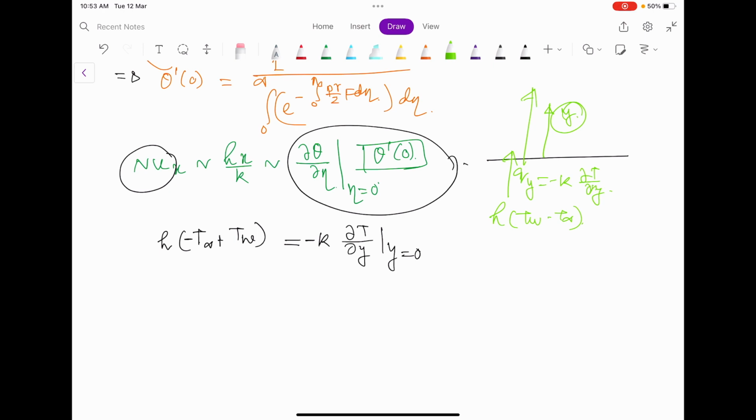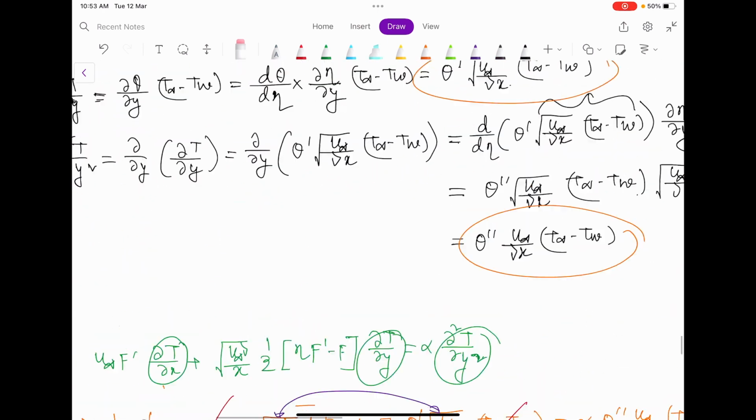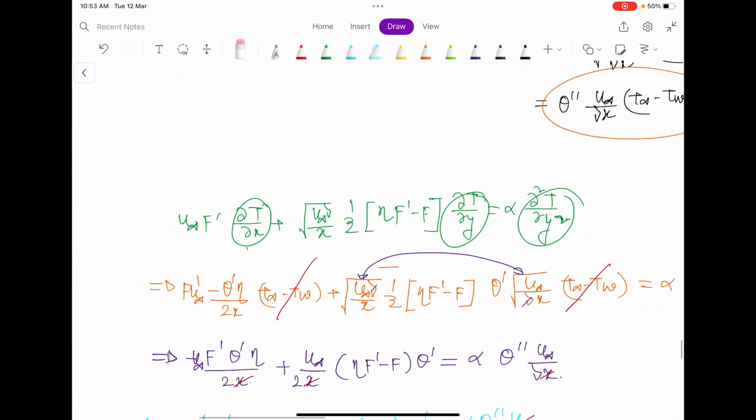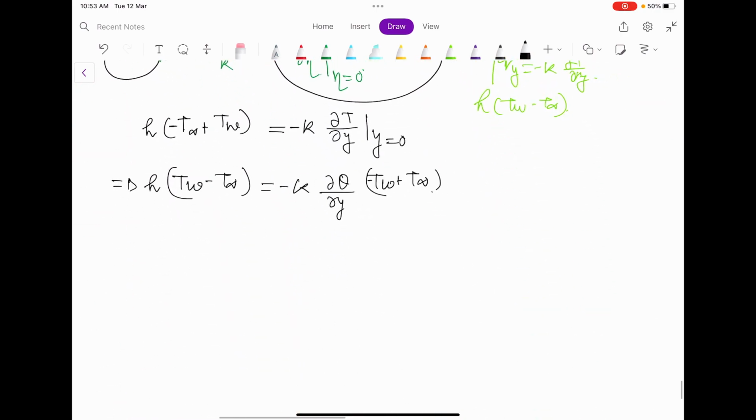So if I am writing T wall minus T infinity, then I have to put a minus here. Now if I non-dimensionalize this, T wall minus T infinity is equal to minus k del theta by del y into T wall minus T infinity. Or it was T infinity minus T wall, maybe. Let me see, T infinity minus T wall, right? In the definition of theta, I was having T infinity minus T wall.